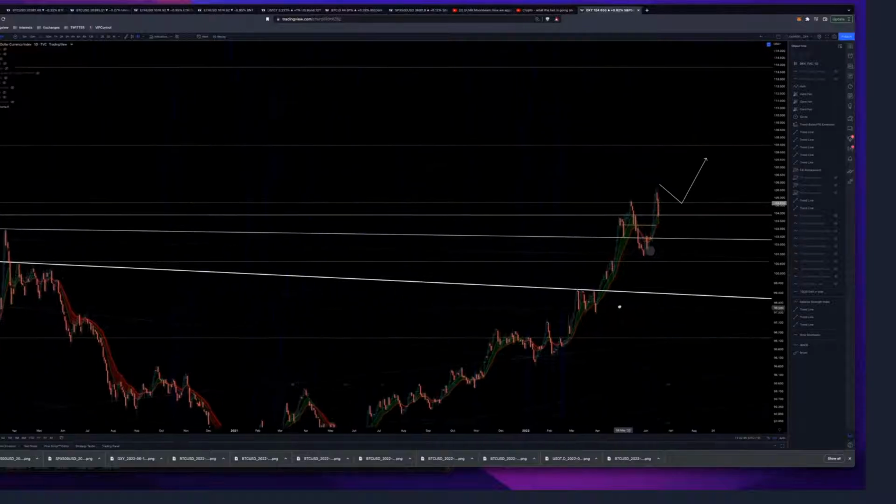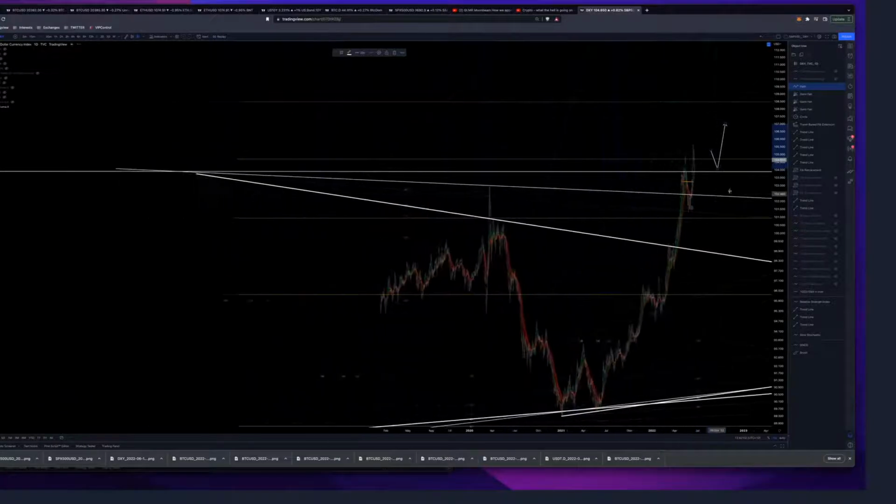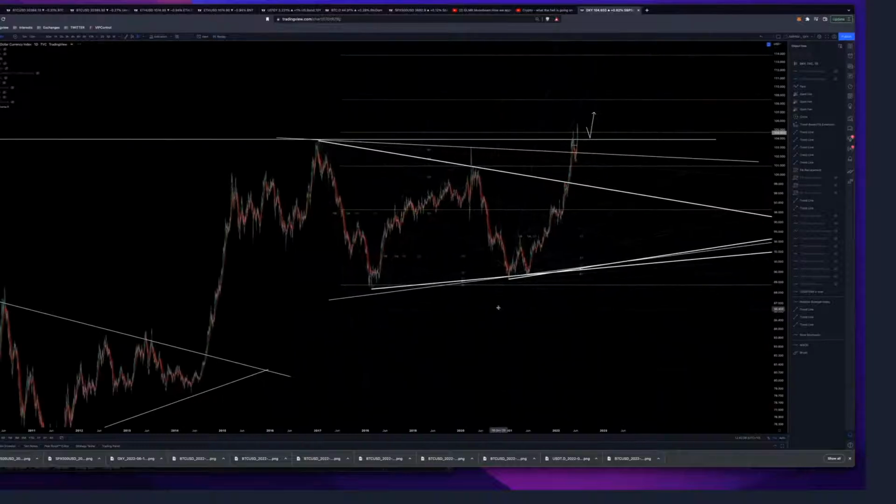So pull back more than I thought, which is good. But you can see it's pretty much an uptrend. And if you look at the bigger picture, it's broken out of this structure. It's at the resistance level. I do see this now.